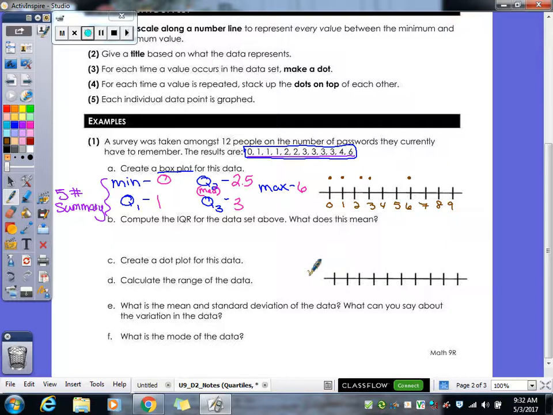Would 6 be an outlier? It would not be an outlier, no. An outlier for this would be like 13. It's got to be really far away. So it would probably be like double your max would be an outlier. Right? Yeah, pretty close.